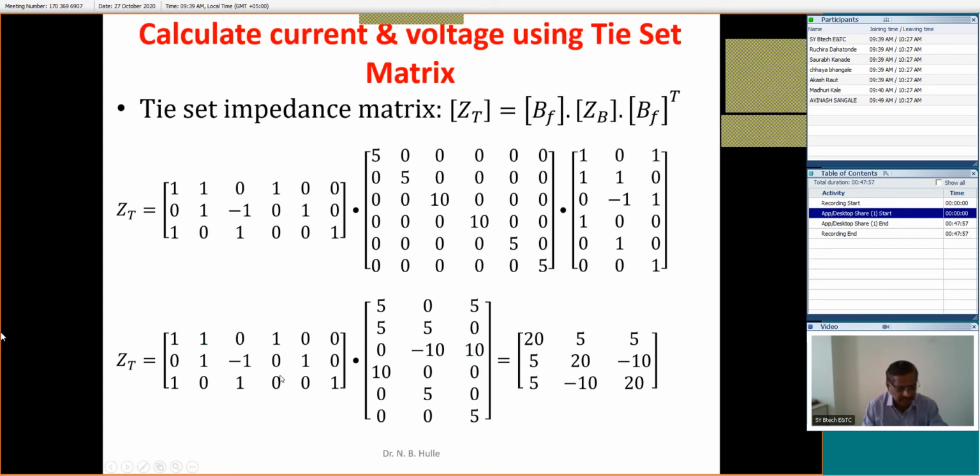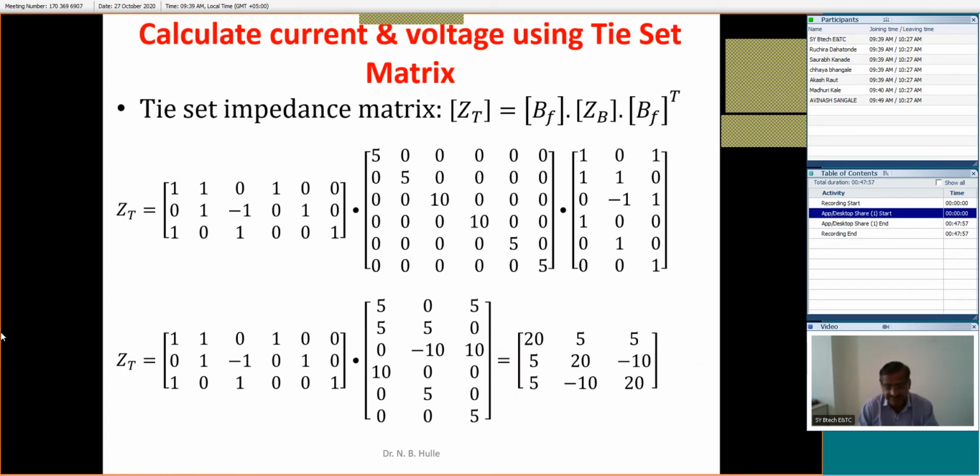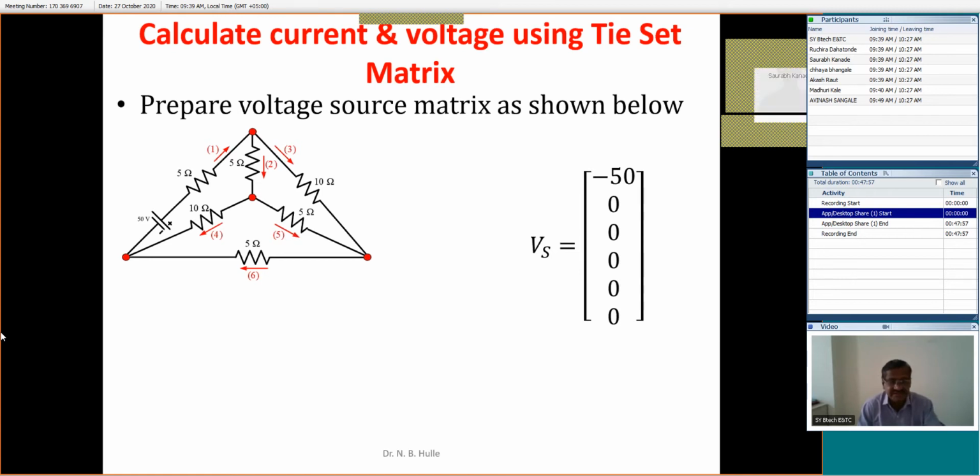In this way, we can find the multiplication of these two matrices, and we can find the value of ZT, which is nothing but the Tieset impedance matrix, which is this: 20, 5, 5, 5, 20, minus 10, 5, minus 10 and 5. This is the Tieset impedance matrix. If we know the Tieset impedance matrix, in this case we can prepare the voltage source matrix.